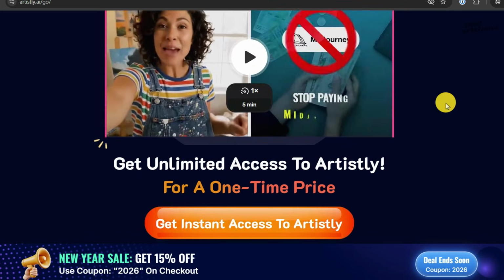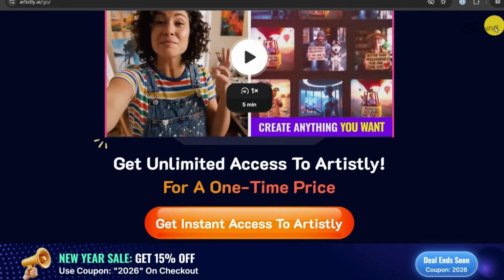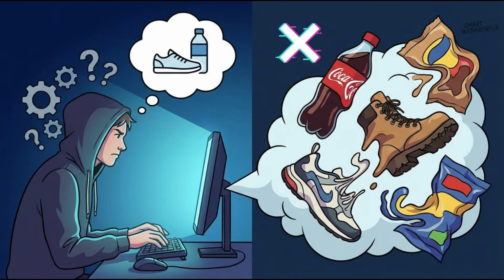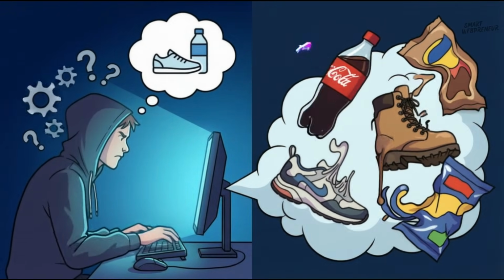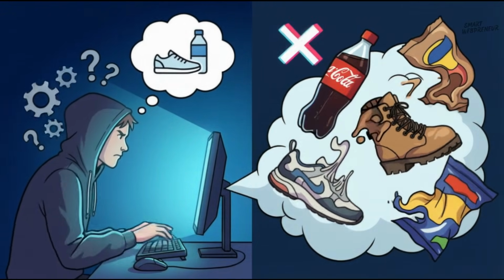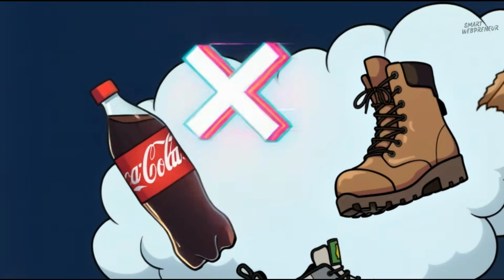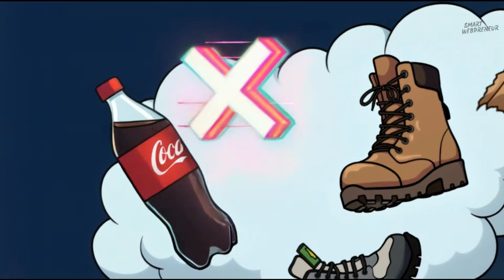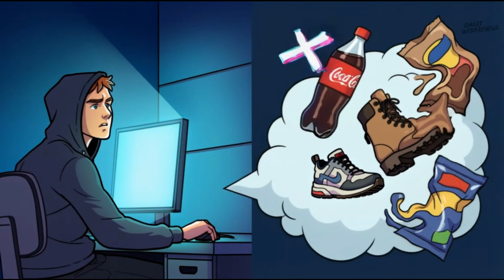Now, before we get into the nuts and bolts, let's set the stage a little bit. If you've used image generators before, you know the struggle. You try to prompt a scene with your product and the AI just hallucinates. It warps your logo, it changes the shape of your bottle, or it turns your sneaker into a hiking boot. It's a total nightmare for brand consistency.